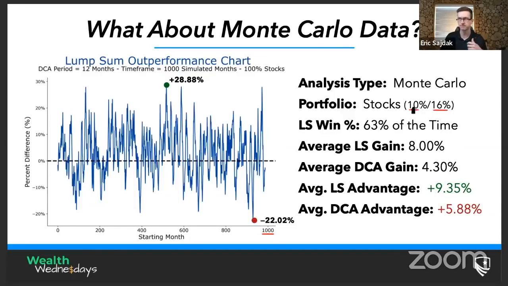Okay, if we look at 6% returns with 16% volatility, we can look at the difference between lump summing as well as dollar cost averaging. Again, 63% of the time lump summing wins in the Monte Carlo data. The average gain is 8%. Average dollar cost averaging gain is only 4.3%. When lump summing wins, it has about a 9% advantage over dollar cost averaging. When dollar cost averaging wins, it has about a 6% advantage over lump summing.